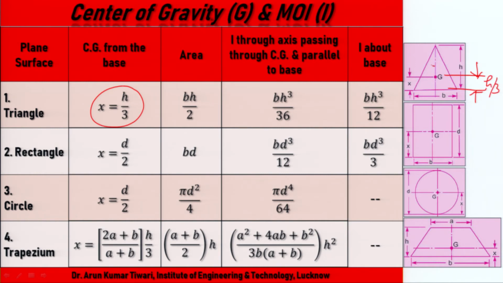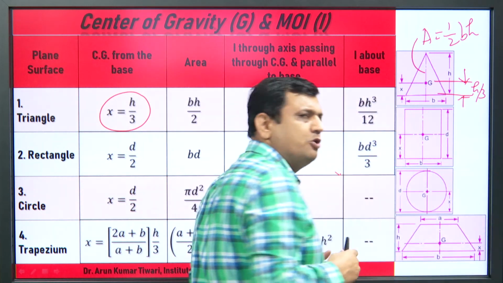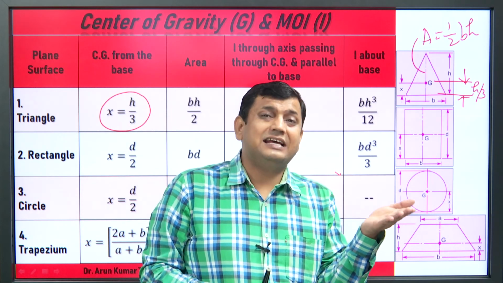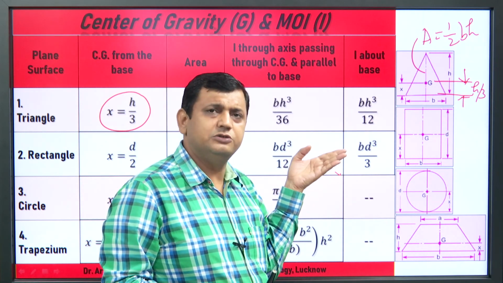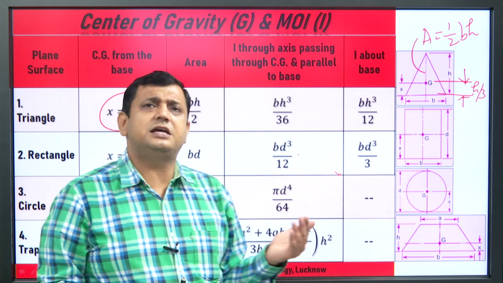And what is the area? Half b into h. The moment of inertia, if we take it from the base, becomes b h cube by 12. If we take it about the centroid, it becomes b h cube by 36. We can calculate in all cases by the parallel axis theorem, if you know the value from the base. This is very simple. So that is the CG from the base, the CG from the apex, and the area.